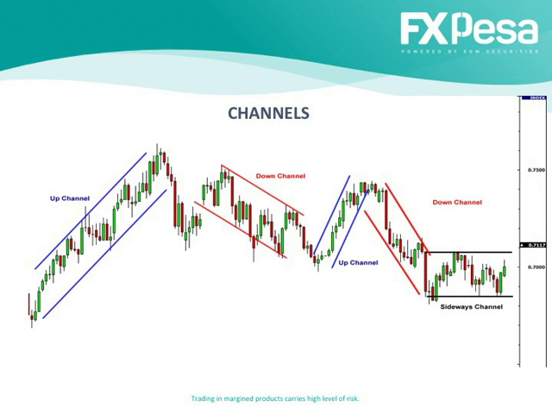As seen on the chart below, we have different types of channels. We have an up channel, we have a down channel, and we have a sideways channel. On the up channel, this indicates an upward trend. On the down channel, it indicates a downward trend. And on the sideways channel, there is no specific trend that is defined at that moment.